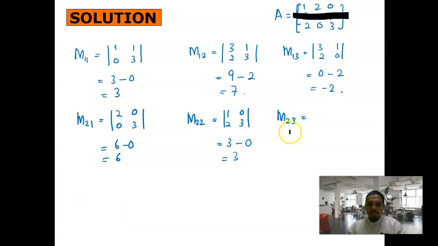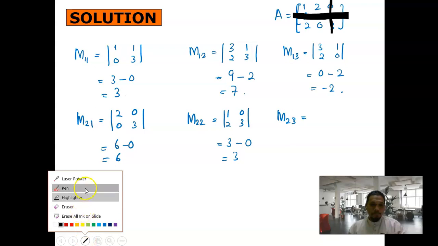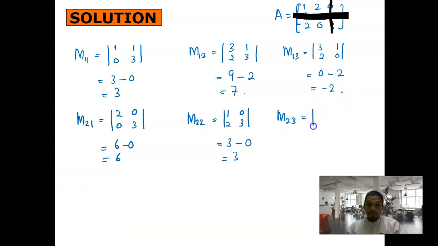And now it's time for minor 2,3, the element in row 2 and column 3 here. So we got 1, 2, 2, 0. 1 multiplied with 0 equals 0, minus 2 times 2 equals 4. Then we get negative 4.